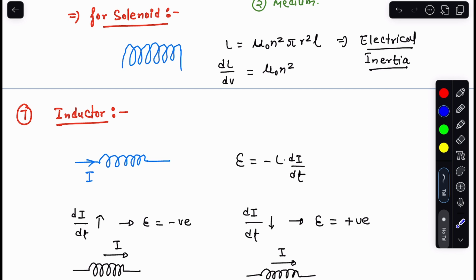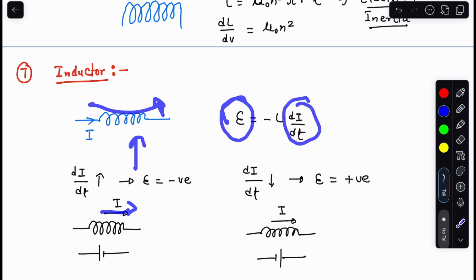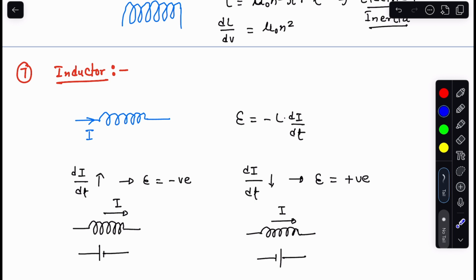For example, if you are trying to increase the current in this inductor, then di by dt is positive, so it means EMF will be negative. If you move like this, EMF will be decreasing, so this will be a positive terminal and this side will be a negative terminal. What if I am decreasing di by dt? Then this will be negative and overall it will be positive. If I am moving like this, then EMF must increase, so this will be negative and this will be positive.